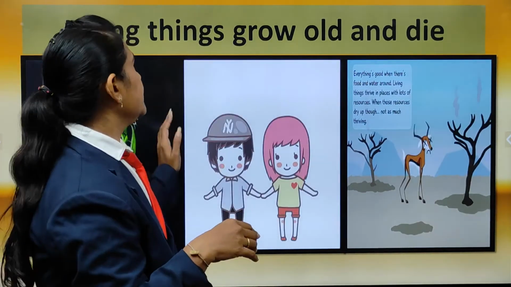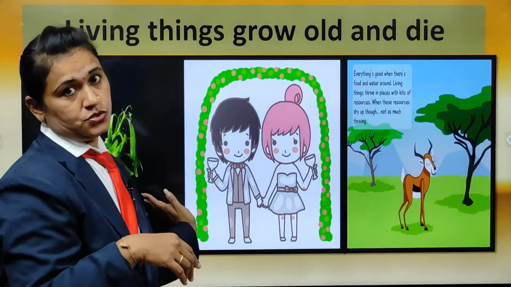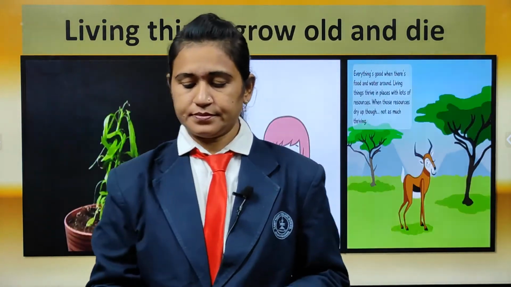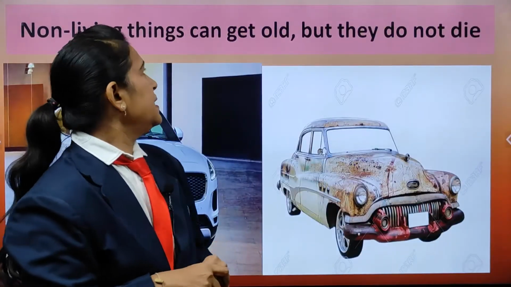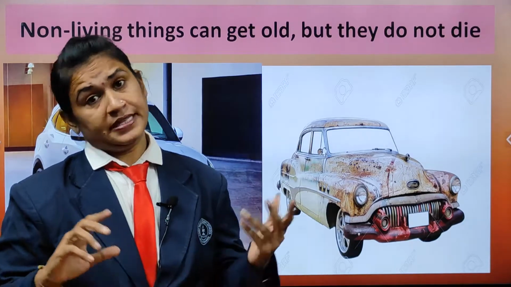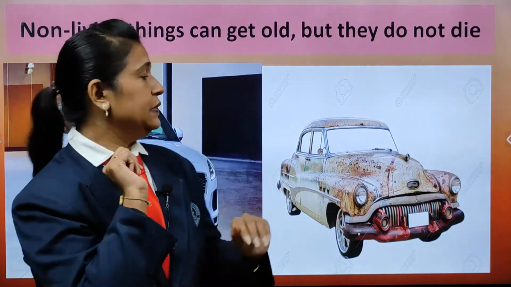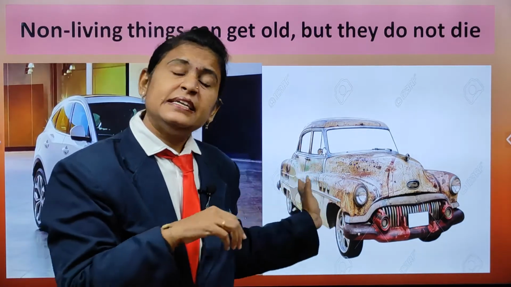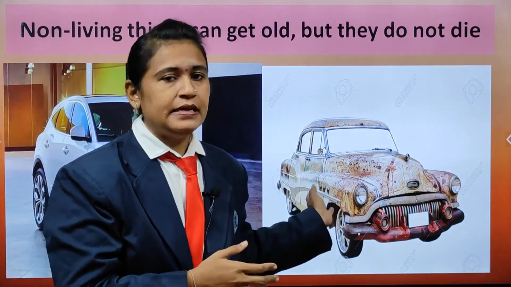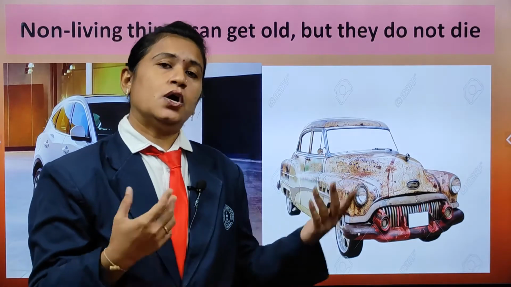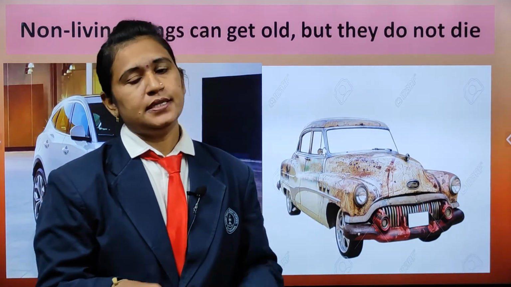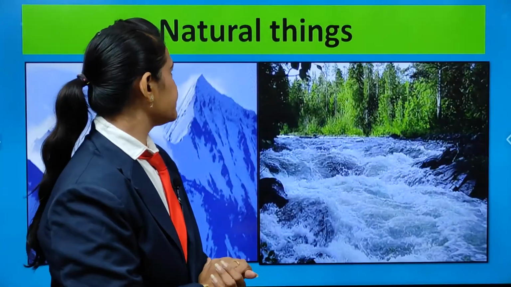Okay. So, living things grow old, same plants also. Plants are also living things. They also grow bigger and they die. But non-living things cannot grow, they can grow old, but they cannot die. You can see this car, this is a new car and this is an old car. It can become old, but can it die? No, it cannot die. Okay. All the things can become old, but non-living things cannot die. Only living things can die.